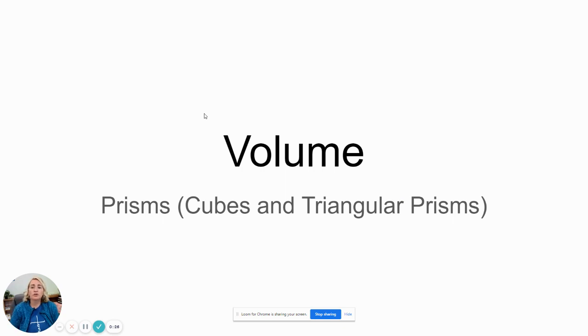All right, so this whole new unit is going to be on volume. So we're going to break it up by different types of figures. And so today we're going to be working on prisms, primarily cubes or triangular prisms. So cubes would be something that has a square or a rectangle base, and then a triangular prism has some sort of a triangular base on it.